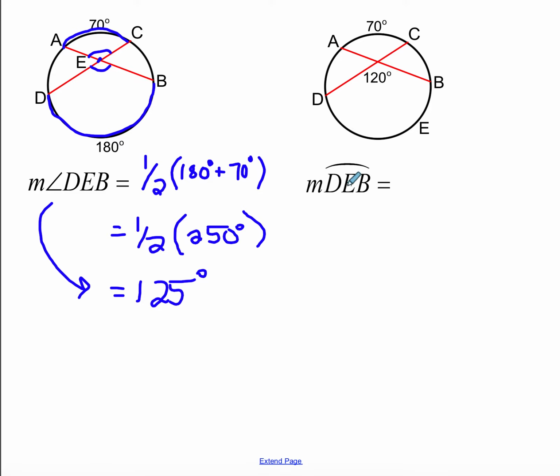Now, this time, look, we're not looking for the measure of angle DEB. We're looking for the measure of arc DEB. We're looking for the measure of this arc. But we actually are going to use the same theorem to help us figure that out.